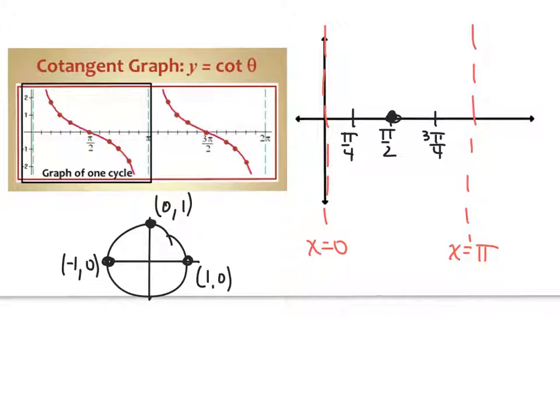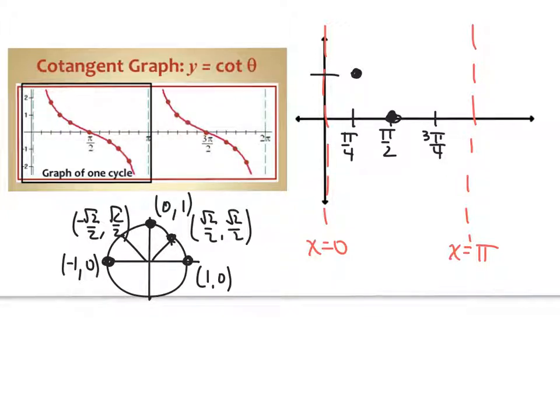Okay? All right. So now, using your unit circle, what is cotangent of pi over 4, if that is root 2 over 2, comma, root 2 over 2? What is cotangent of pi over 4? 1. So therefore, at pi over 4, we have a 1. What is cotangent of 3 pi over 4, or 135 degrees, if it is the point negative root 2 over 2, comma, root 2 over 2?